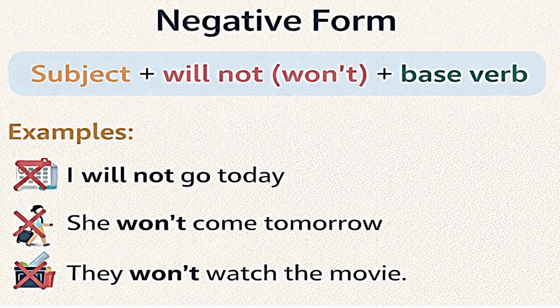She won't come tomorrow. Here she is the subject and come is the base verb. They won't watch the movie. Here they is the subject and watch is the base verb.